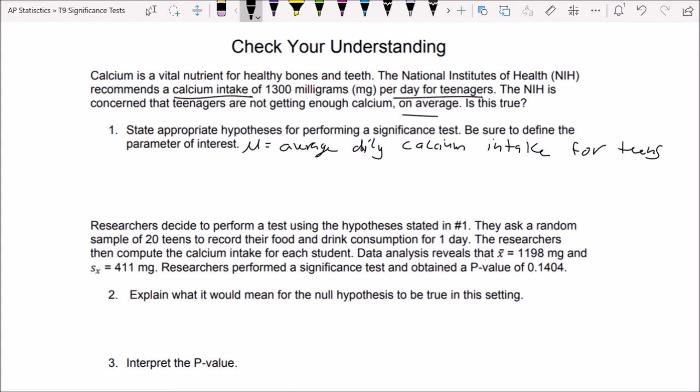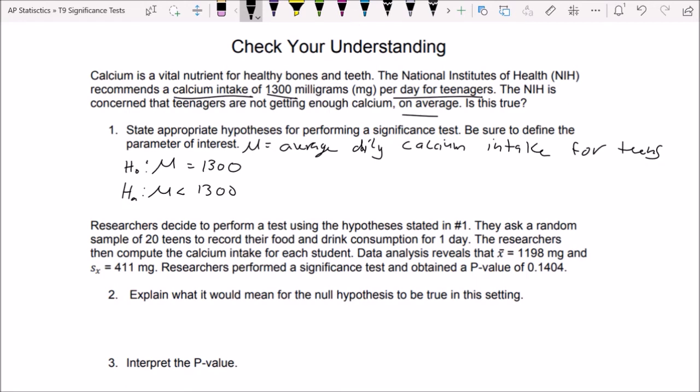Let's write out our hypotheses. The null, that's going to be that mu is, so they recommend 1,300. That's kind of our benchmark value. That's going to be our null value. And then our alternative is going to be that mu is, now let's read this carefully. They said they are concerned that teenagers are not getting enough calcium. So that would be less than 1,300. So they want to know, is there evidence that actually, so we're worried about that. We're going to go see if there's evidence that actually teenagers are not getting enough calcium.